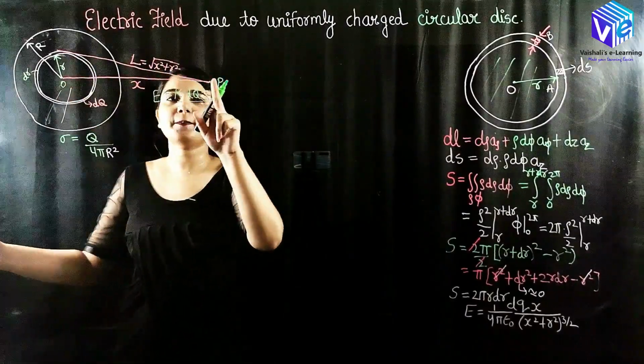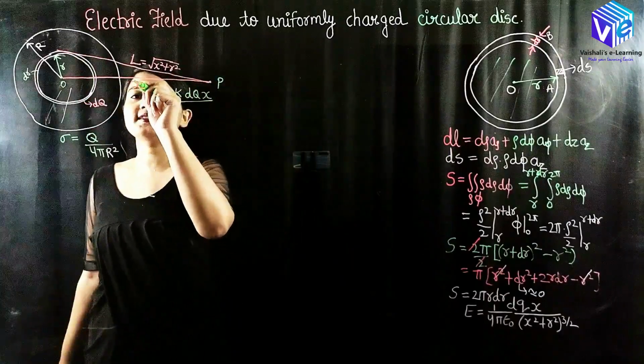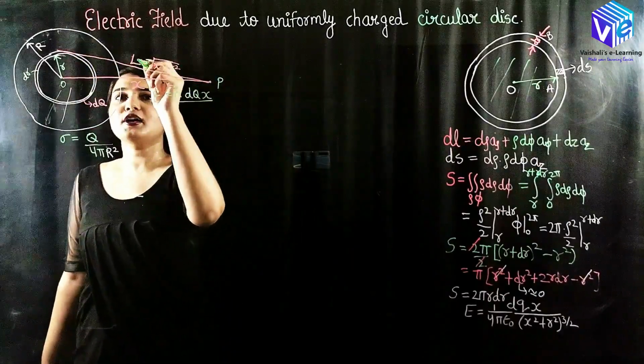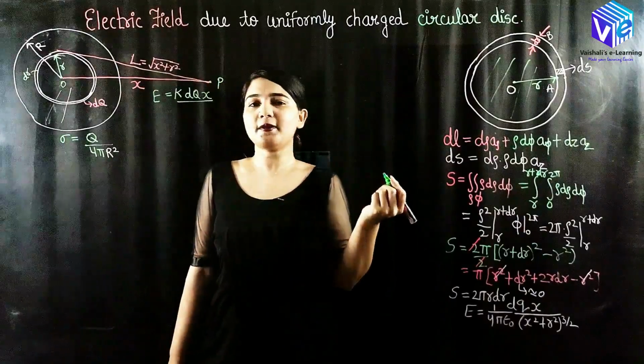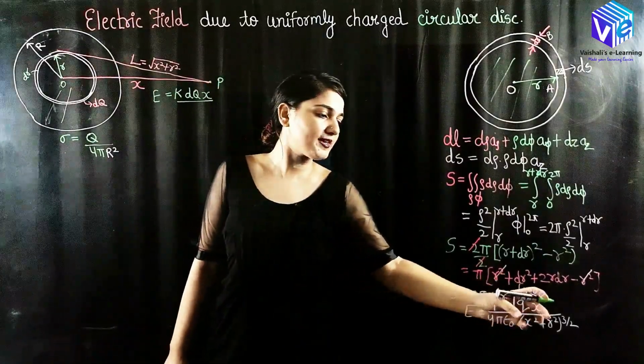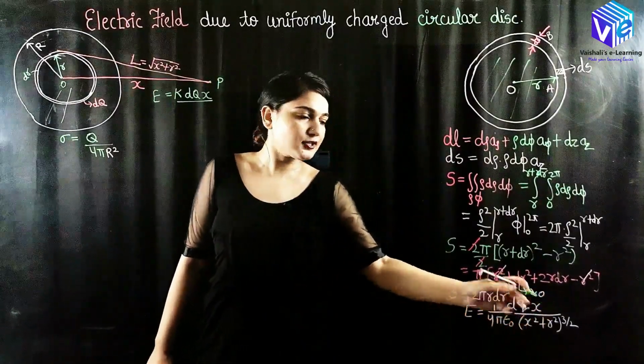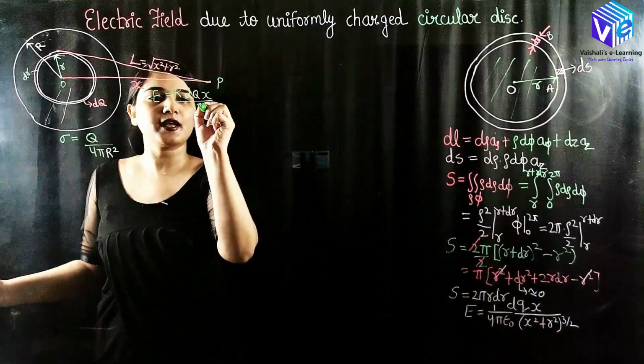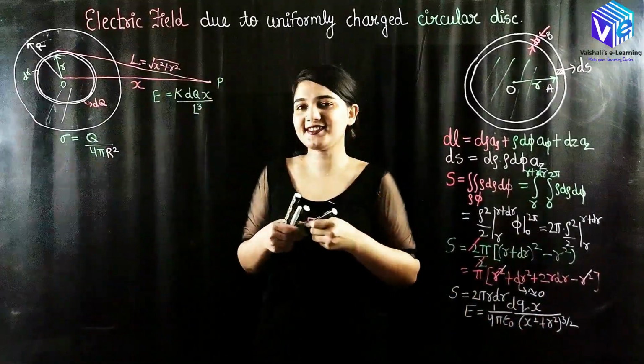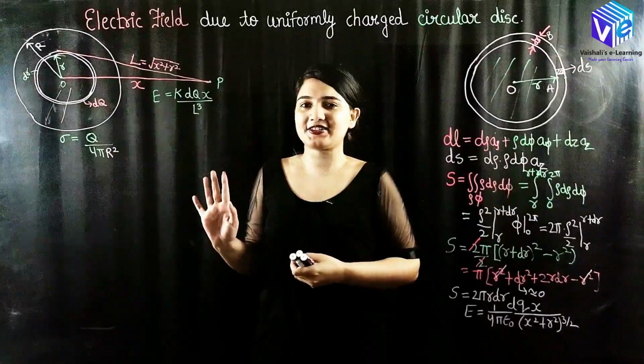So here I am using the Pythagoras theorem. Here this is my x, this is my r. So this length will be under root x square plus r square. So under root x square plus r square is my L. So here I can reduce it to L cube. Now this is how I can represent my electric field.